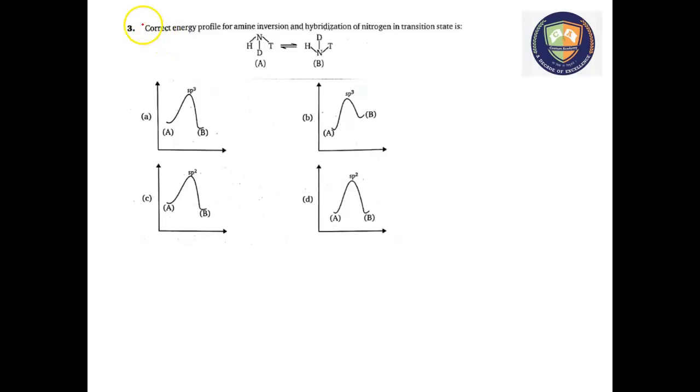So we have question number 3: what is the correct energy profile for amine inversion and the hybridization of nitrogen in the transition state? So we have this A structure in which nitrogen is attached to 3 atoms, that is hydrogen, deuterium and tritium, and nitrogen has this lone pair over it, which means its hybridization is sp3.